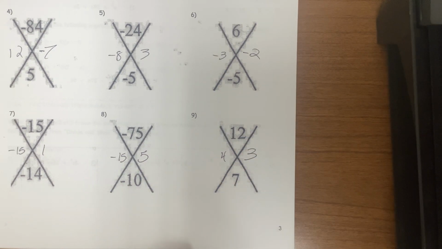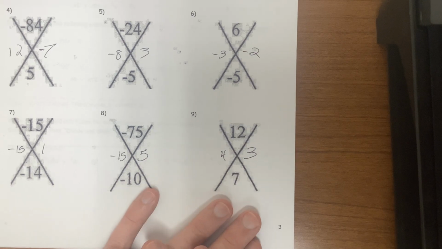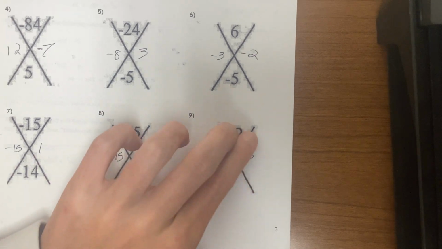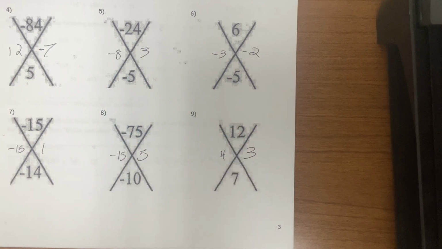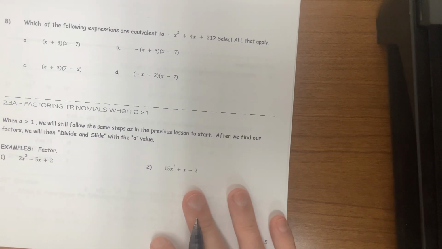These can get a little tricky, so make sure to have a calculator out and on you and make sure that you're double checking the tops and the bottoms here, okay? With that, that is all I have for you today. That is the end of 2.2a.